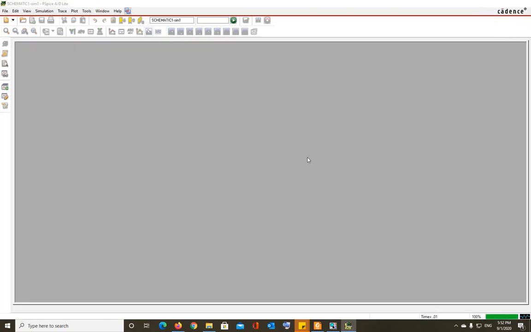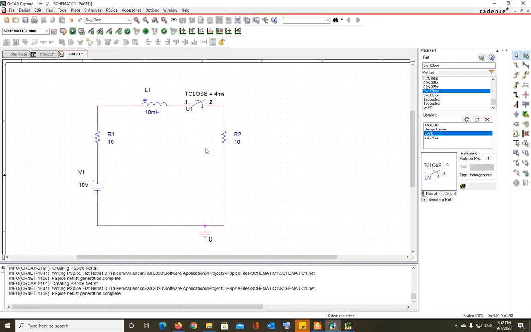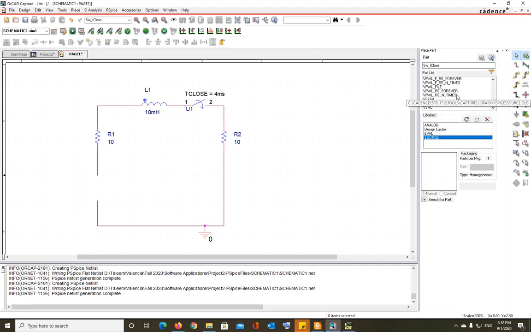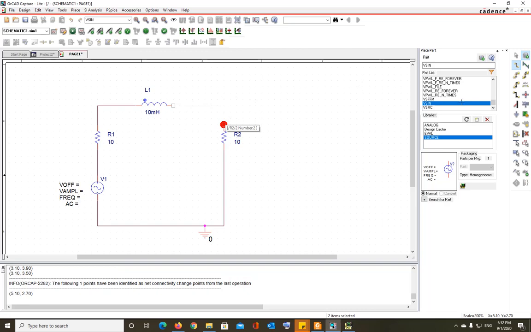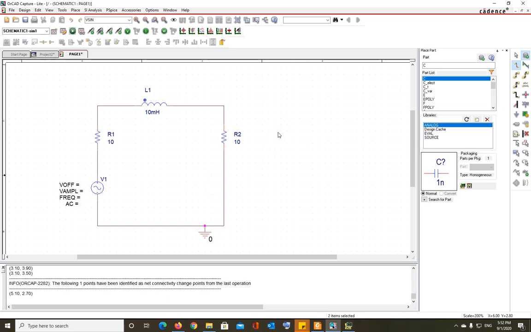So if I go back and show you, this is basically the circuit with your DC source. Now if I go back and change this to a sinusoidal source, I'm going to go ahead and change it to V sine. Okay, and I'm going to go ahead and remove the switch, and let's say I connect this, and I'm going to plug in a capacitor over here.